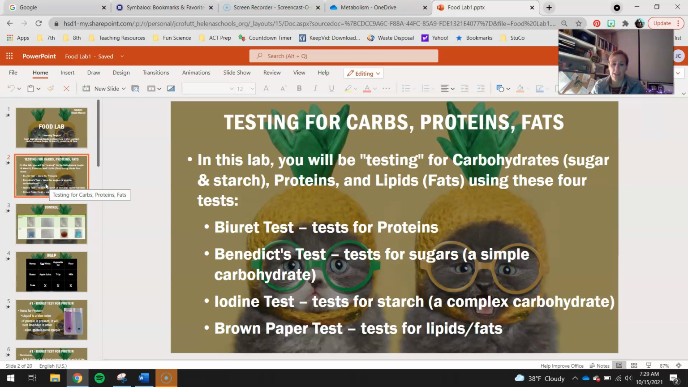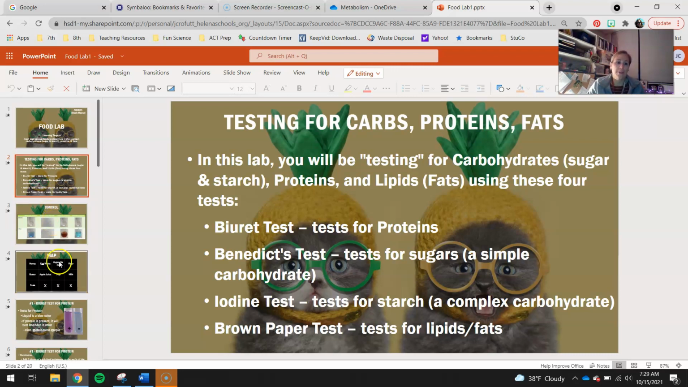Benedict's today, to test for sugars, which is a simple carbohydrate. There's those disaccharides, so 2 glucoses put together. Iodine will test for starch, which is the big long chains of glucose. And finally, we'll do the brown paper test, which is our test for fats, which we also call lipids.